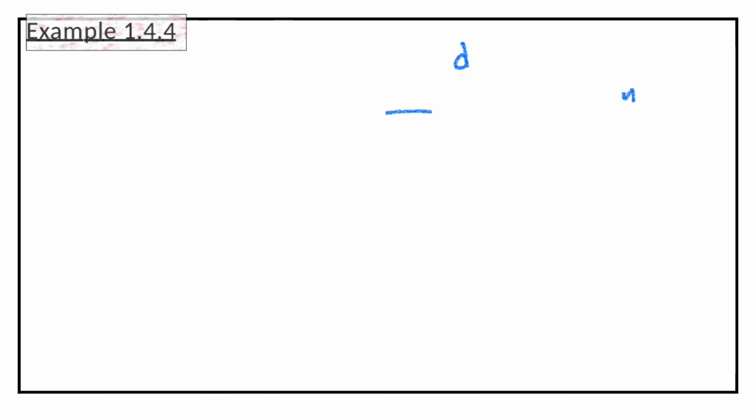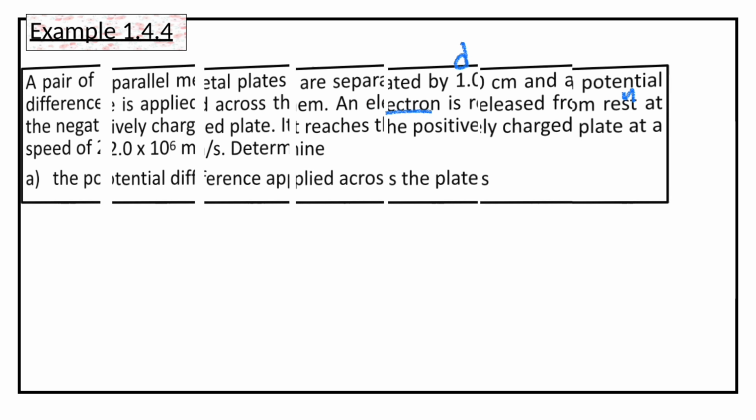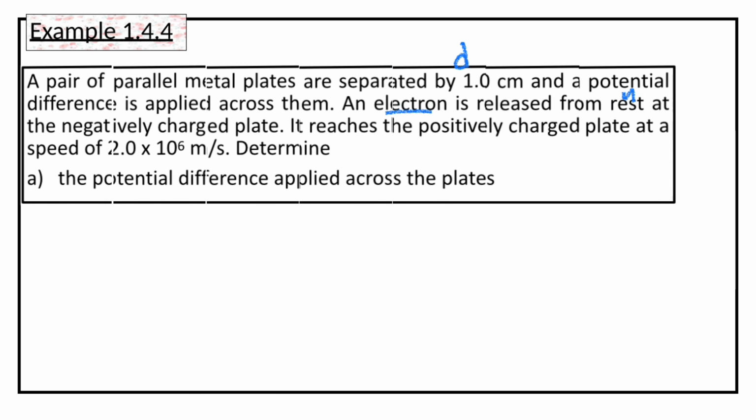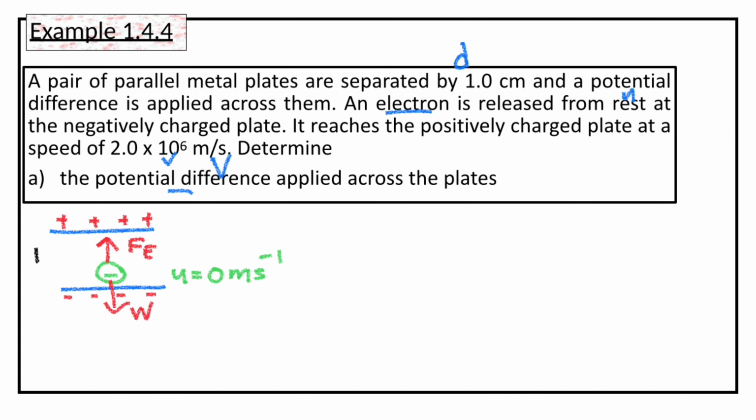Okay, look at example 1.4.4. We have a pair of parallel metal plates that are separated by 1 cm with a potential difference applied across them, and then an electron released from rest, so u equals 0 at the negatively charged plate. It reached the positively charged plate at speed 2 times 10 power of 6 meter per second. Determine V, the potential difference applied across them.